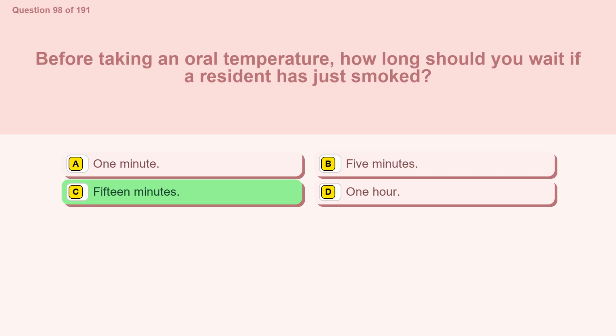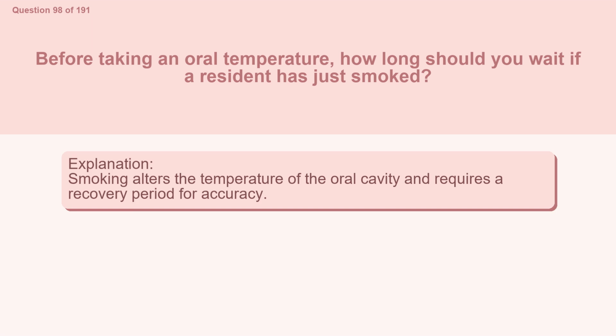The correct answer is option C, 15 minutes. Smoking alters the temperature of the oral cavity and requires a recovery period for accuracy.